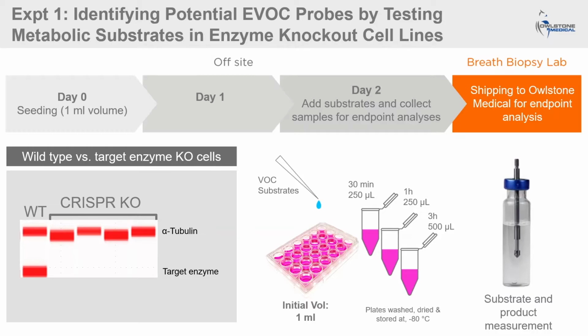We used 3 of these clones for metabolic screening of EVOX. So the experimental design is quite simple. Once we got the knockout, we seeded them in a 24-well plate. Then we added the VOC substrates we are interested in. Then we collected aliquots at different time points, and from these aliquots we can measure in the Headspace how much of the substrate has been converted to the expected bioproduct.